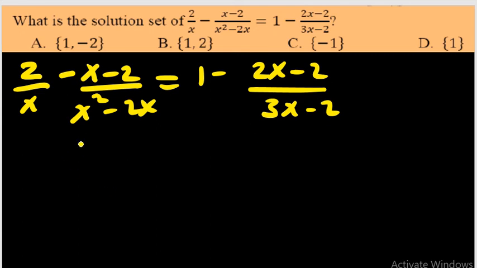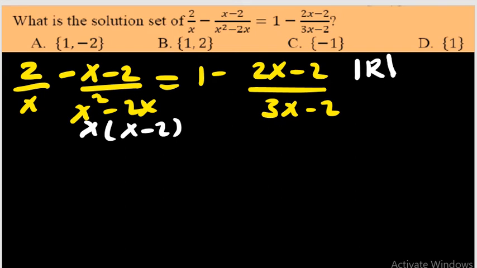So the first thing, let's try to factorize the denominator. Which denominator will be factorized? The only one is this one, because the others, as you see, are linear. So we have to take out common here. When you take out common, x will be common, so what's left? x minus 2 remains. So at this point, we are going to restrict the domain.